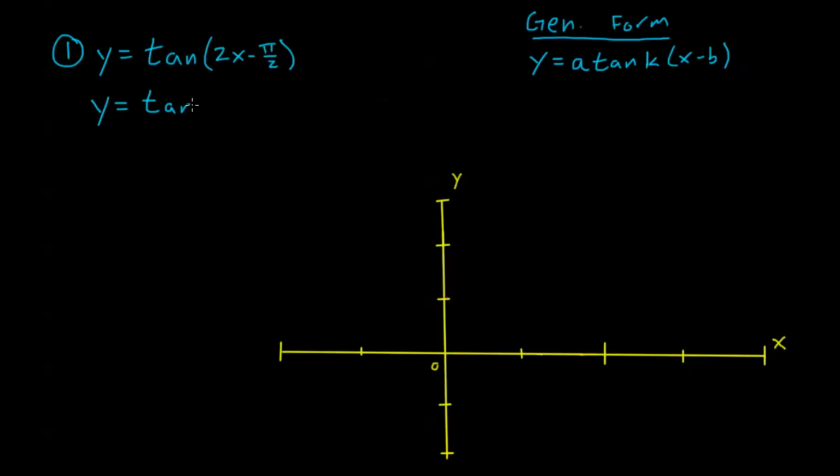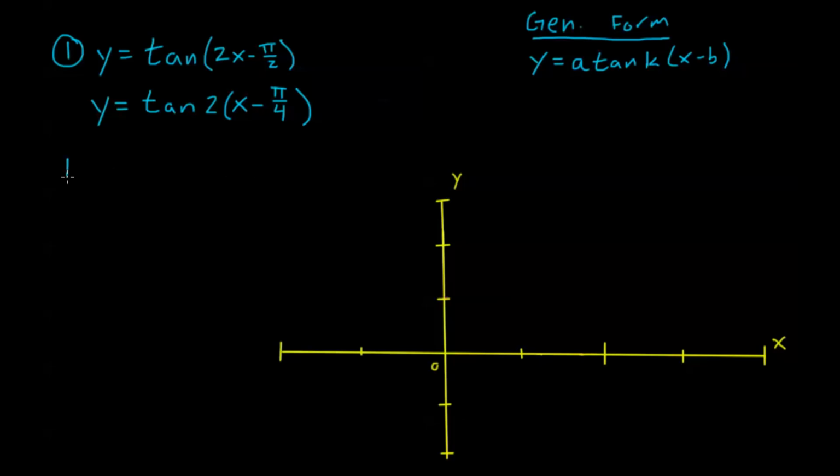I have this tangent. Now what I need to do is, inside of here, get my x alone. It needs to have a coefficient of 1, and it needs to be a positive 1. And this is a pretty easy one. All I need to do here is factor out a 2. So this will be y equals tangent of 2 times the quantity x minus, now remember I also have to factor out that 2 from pi over 2, so it's going to be pi over 4 here. Alright, and we're ready to start getting some information.